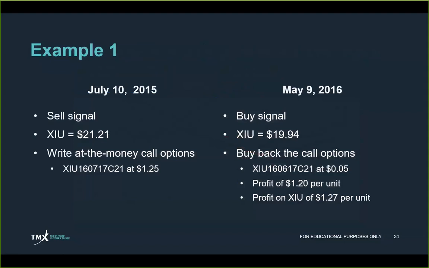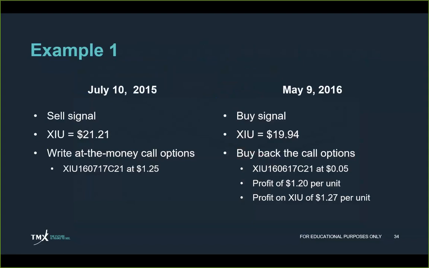All right, so let's look at the sell signal logistics here. We saw a sell signal on the chart on July 10th, XIU's at 21.21. You can sell or write an at-the-money call option and collect $1.25. The reason why you're doing that is you're thinking, okay, my technicals are suggesting that the stock, or in this case the ETF, is not going any higher. It's hitting a resistance level. It's overbought. Let's sell and collect the premium.